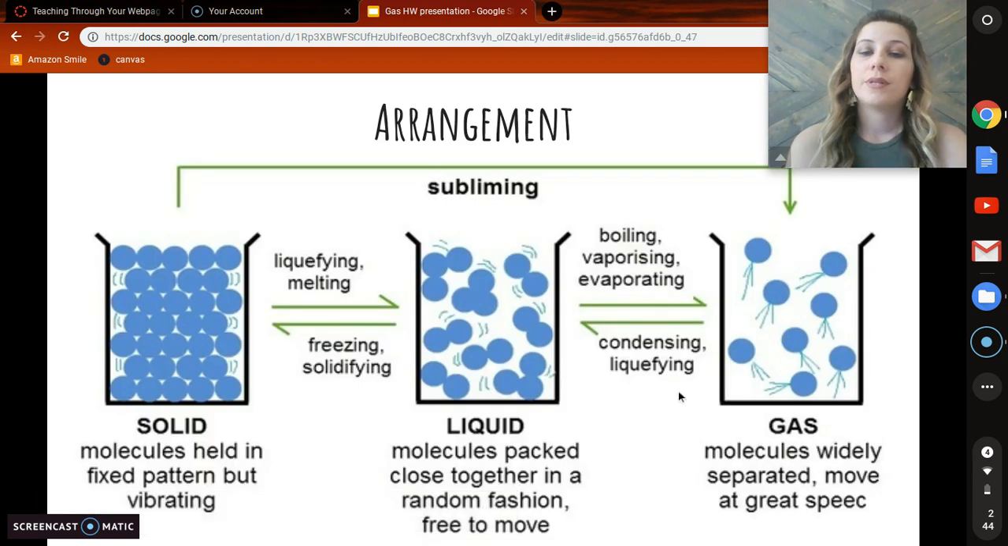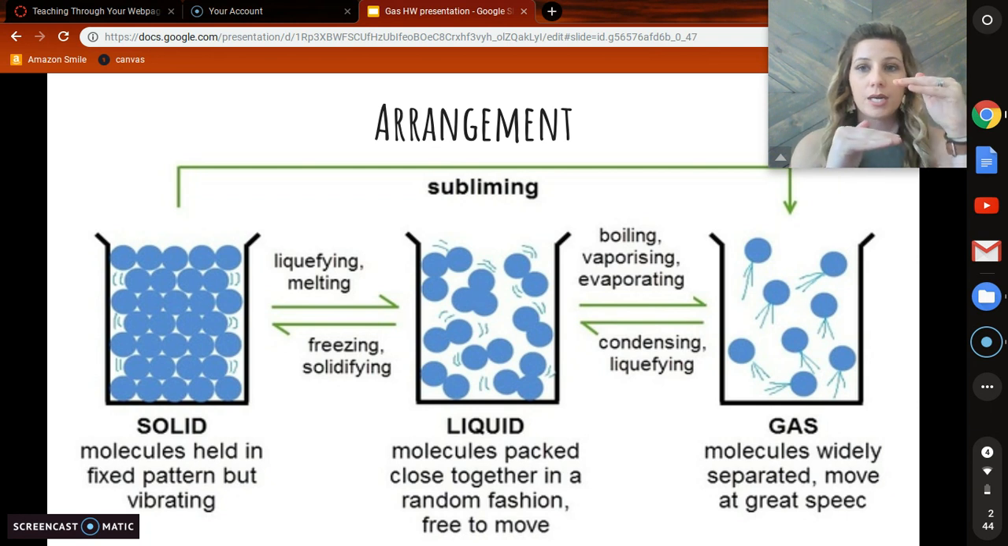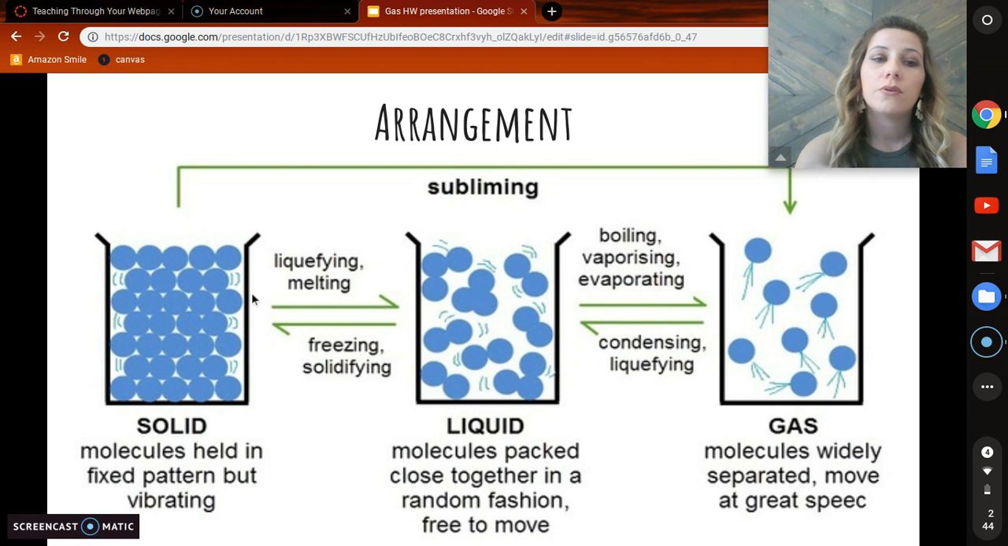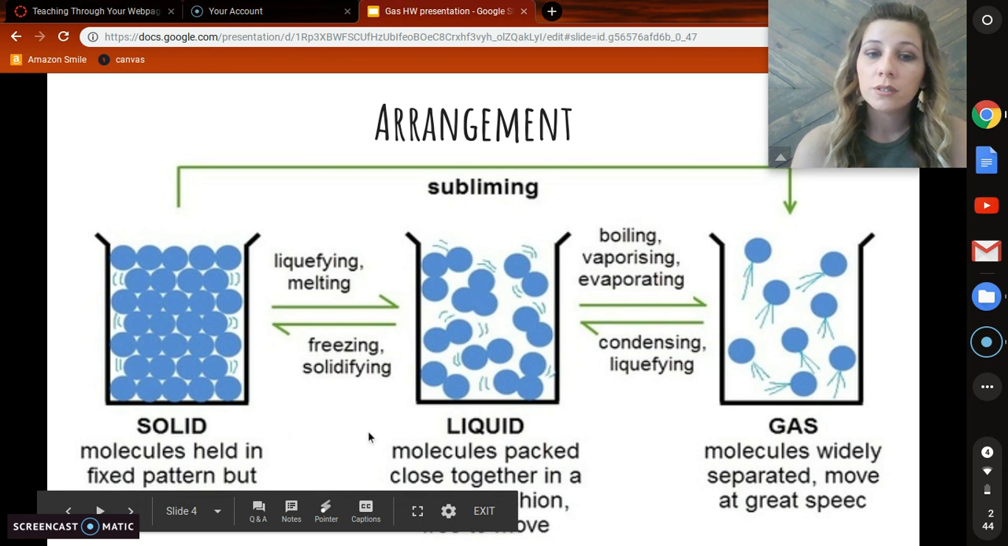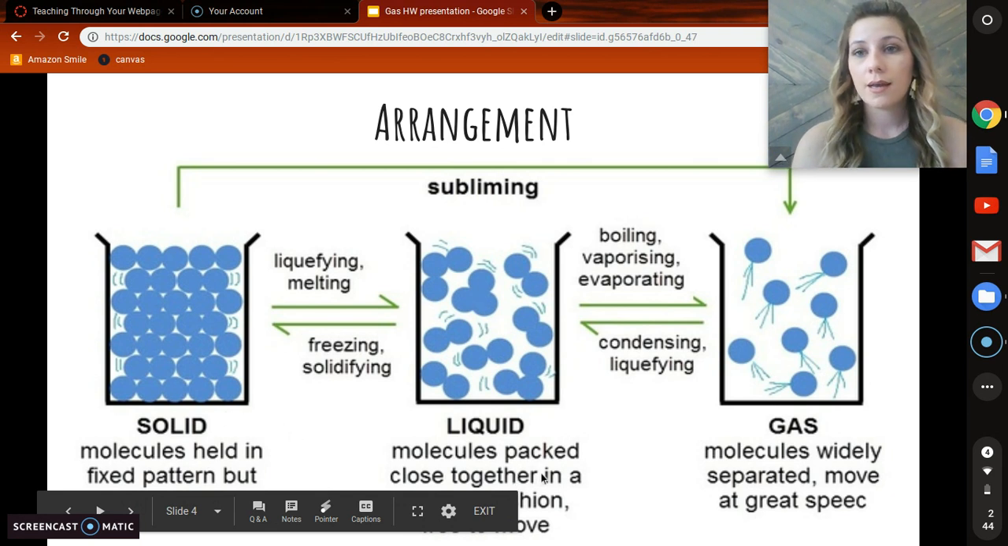So these are the molecule arrangements for the phases of matter. So solids have a fixed shape. They do not move around much. They vibrate, and they're usually in a pretty organized pattern. If you look right here in this photo, you see that there are just lines kind of stacked evenly on top of each other. Now liquids, they are packed closely together.